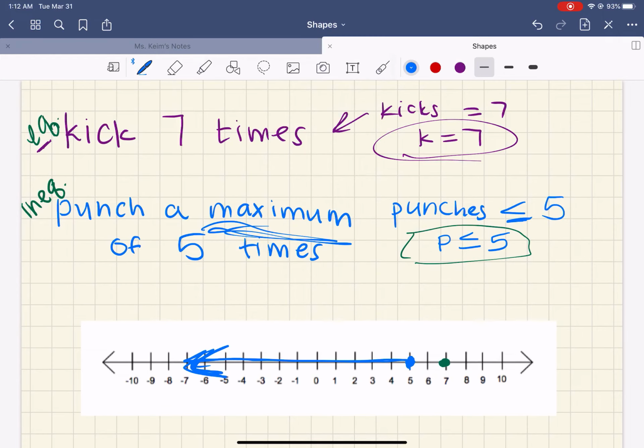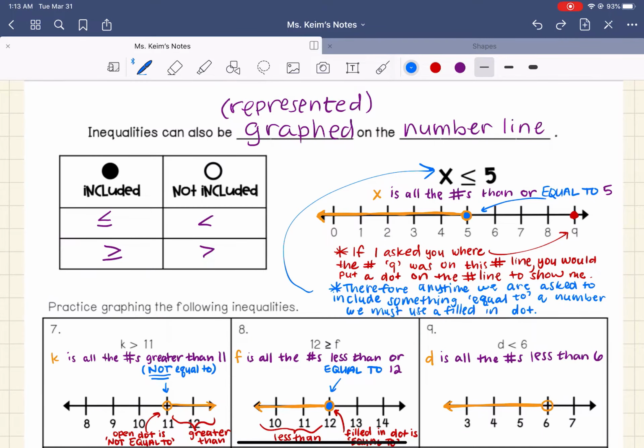We use a filled in dot when the number we're comparing to is included. So here I'm saying P is less than or equal to 5. 5 is included. P could be 5 in this situation. Okay, I could have punched 5 times because it says a maximum of 5 times. Therefore, 5 is included, so we fill in the dot. The other symbol that works is greater than or equal to.